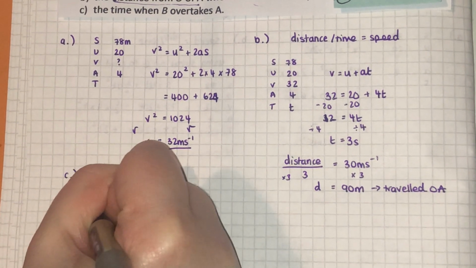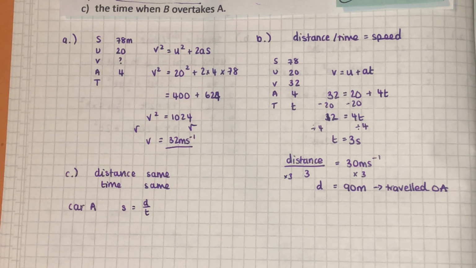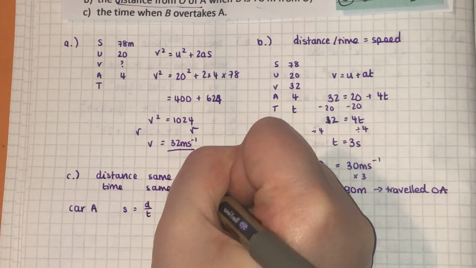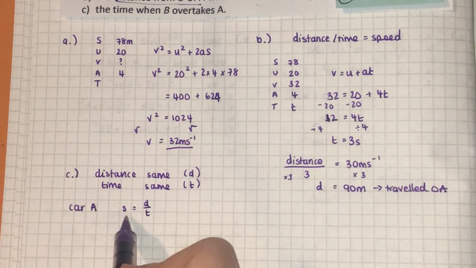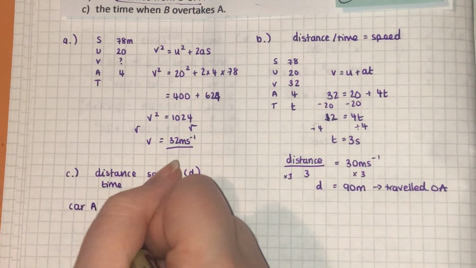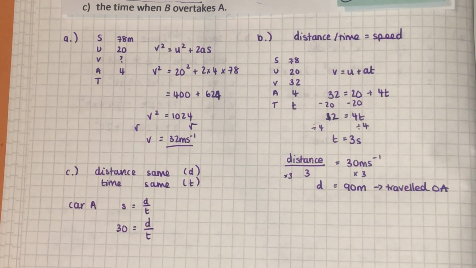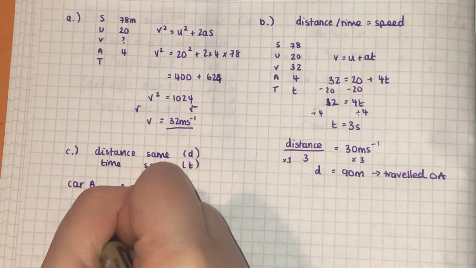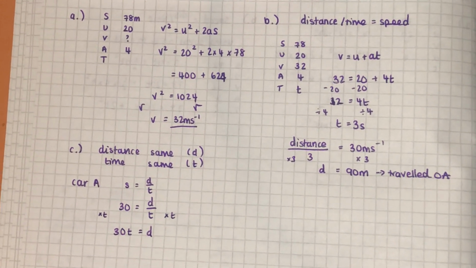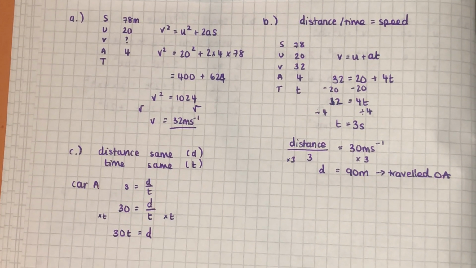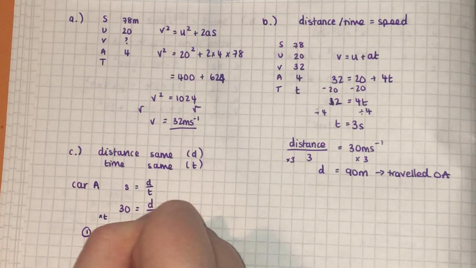So for car A, we're still using speed is distance over time. For the distance, I'm just going to call that D, and for the time I'm just going to call that T for now. Using the formula, we know what the speed is. It was 30. We obviously don't know the other two bits, but I will multiply by T on both sides so that it looks more like an equation or formula, whatever you'd like to call it. So what I'm going to actually form is simultaneous equations. So that's my equation number 1.